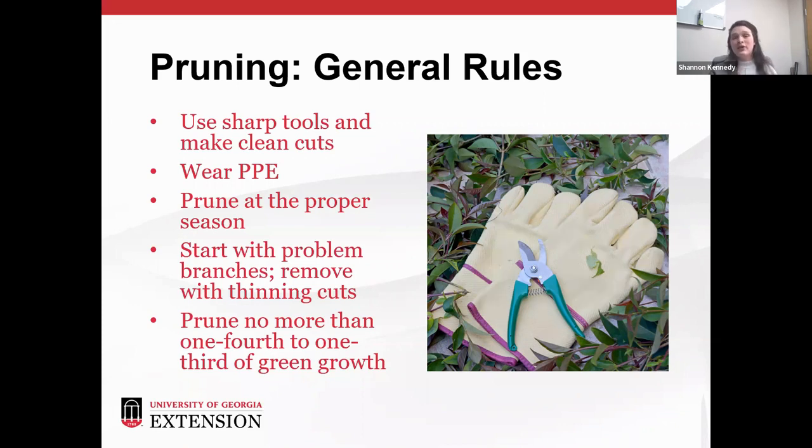Start with the problem branches. Look for the things that are unhealthy, that are crossing, that have wounds on them, or that are broken. Those definitely need to go for the health of the plant. And then only cut about 1/4 to 1/3 of the green growth at a time. Otherwise, you risk the health of the plant.